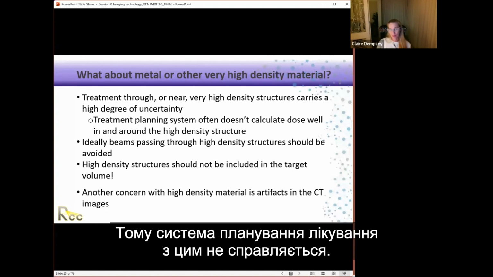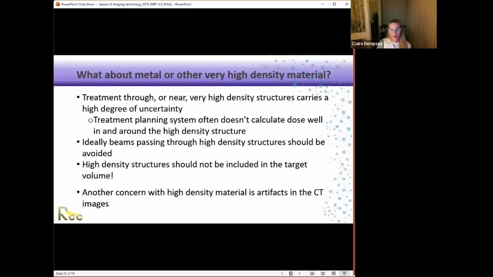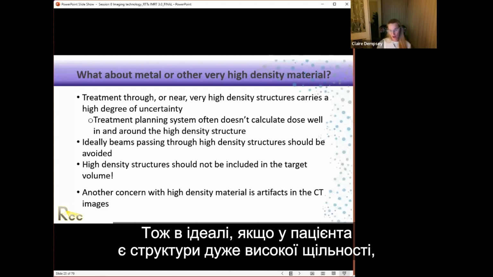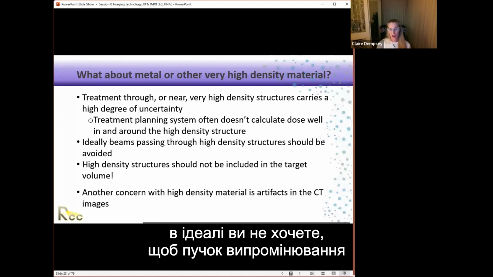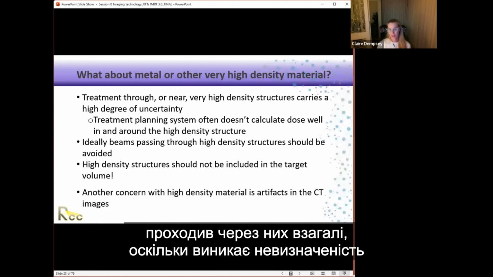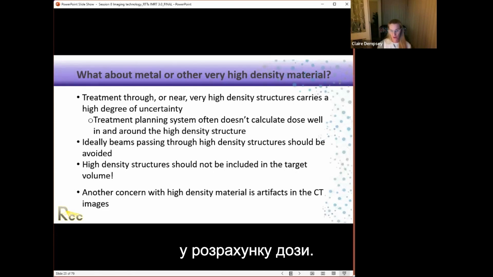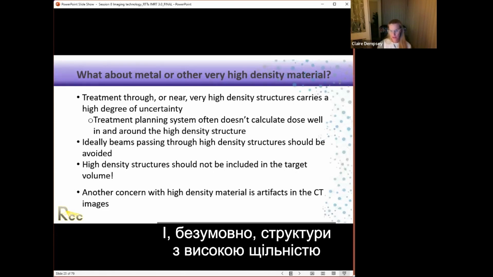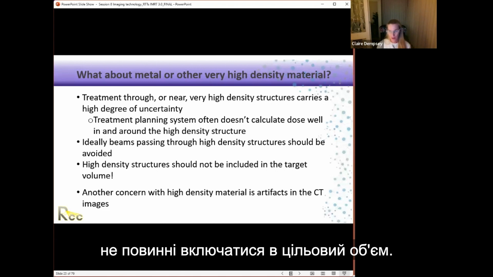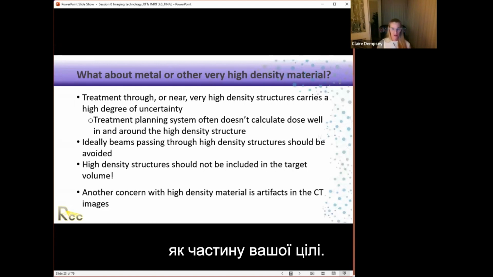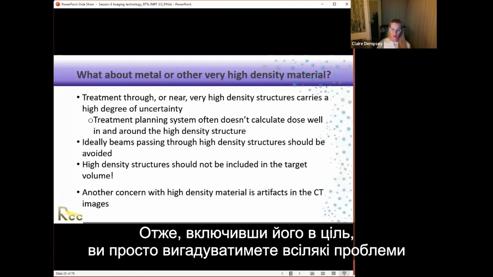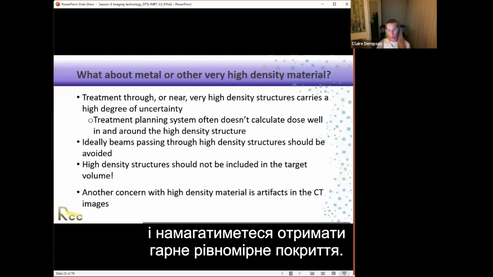So the treatment planning system doesn't handle it well. Ideally, if you've got really high density structures, so fillings or metal structures within a patient, you don't want your radiation beam to pass through them at all because of the uncertainty in the dose calculation that occurs. Certainly, high density structures shouldn't be included in a target volume. If you have metal, it's not going to have cancer in it, so it's pretty unlikely you're going to need to include that as part of your target. By including it in the target, you're just going to come up with all sorts of problems trying to get nice uniform coverage.